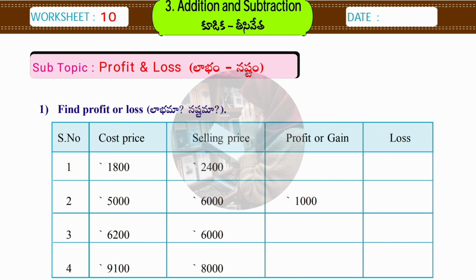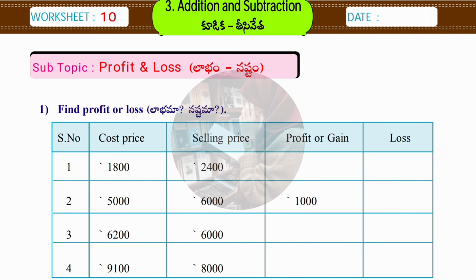Okay, let it be. Now we'll move to worksheet 10. Here the subtopic is profit and loss. So let's see the first question: find profit or loss. Here one table is given in which we have 5 columns: serial number, cost price, selling price, profit or gain, and loss. So we have to see the cost price and selling price amounts.